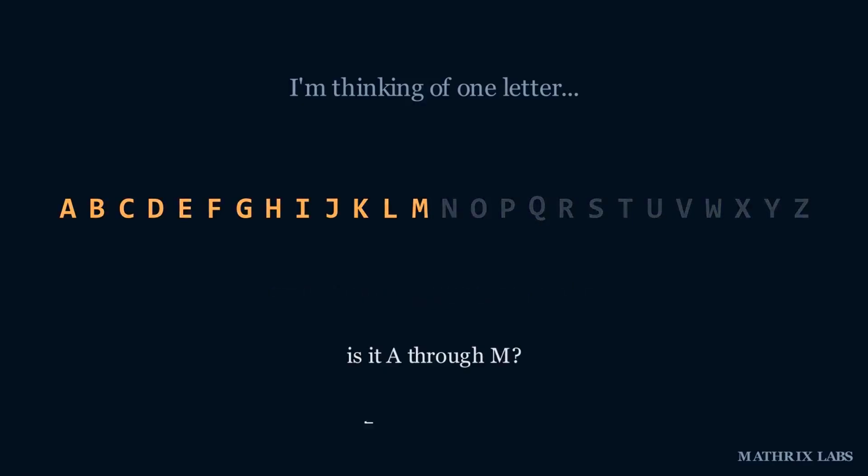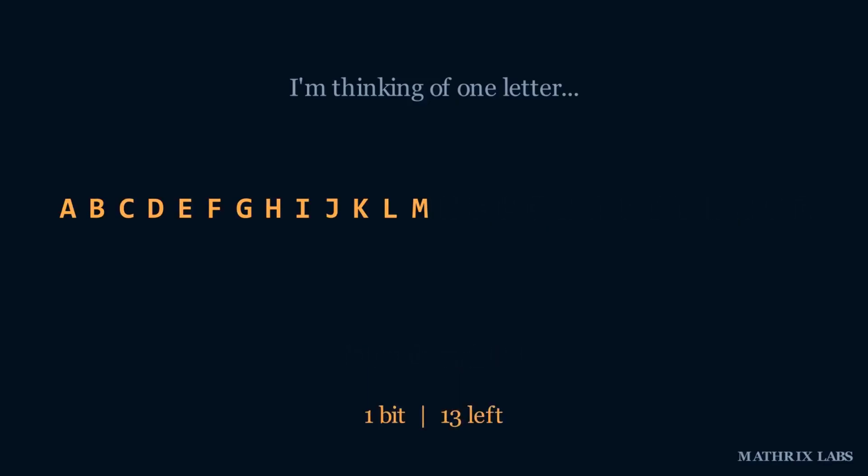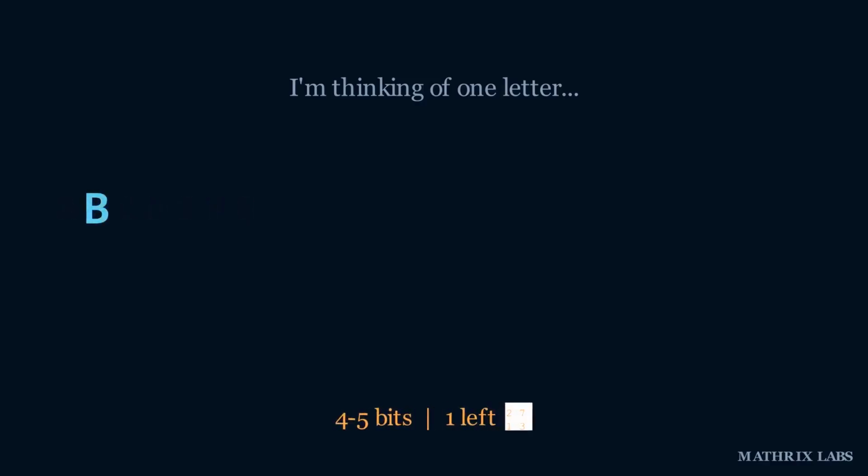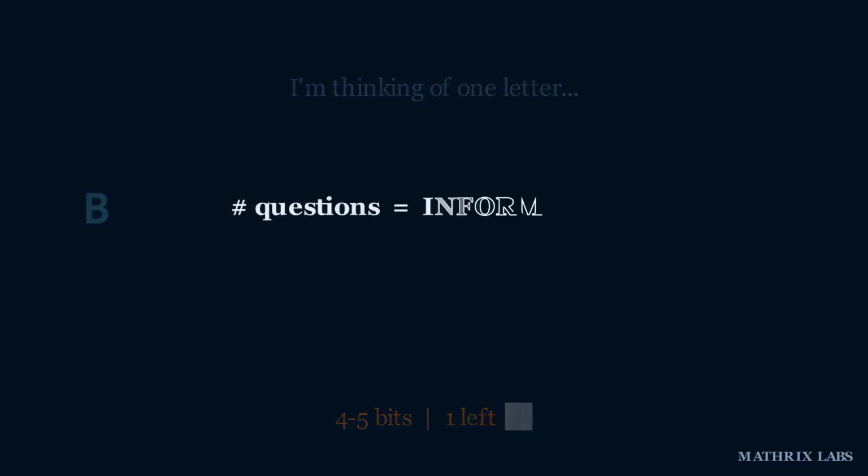Yes. 26 possibilities have collapsed to 13. Half the world, gone. Ask again. Is it in the first half of those? Yes. 13 becomes 6. Keep halving. After enough questions, only one letter is left. The number of halving questions you needed is how much information that letter carried.